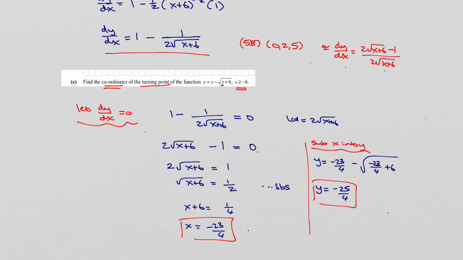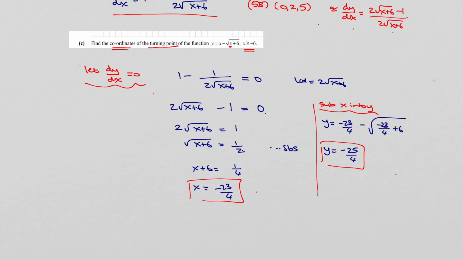And it doesn't say find the local max or the local min, so I'm not being asked to specify whether it's a max or a min here, so I don't need to do the second derivative test. I was just asked to find the coordinates of the turning point. So I simply say my turning point is equal to minus 23 over 4, minus 25 over 4.